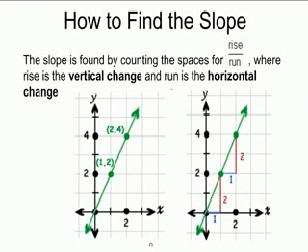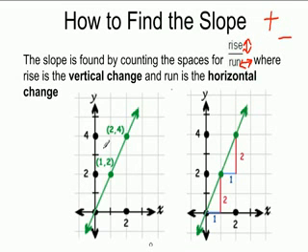All right, now, how do we find slopes? So now we've learned that there are positive slopes and there are negative slopes. But how do you put a number or a value to our slope? Well, slope is found by counting the spaces for rise over run. Rise means up or down, and run means side by side. Rise is the vertical change and run is the horizontal change.